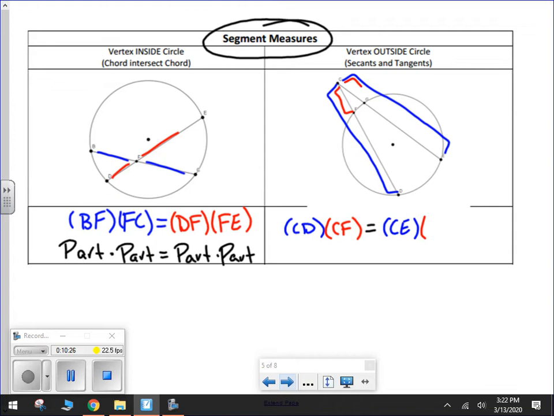So that is a part times a whole equals a part times a whole. Oh, I'm sorry, I don't want to put part. Let's erase that. Let's do that again. I apologize. I want whole times the outside. Equals the whole times the outside.